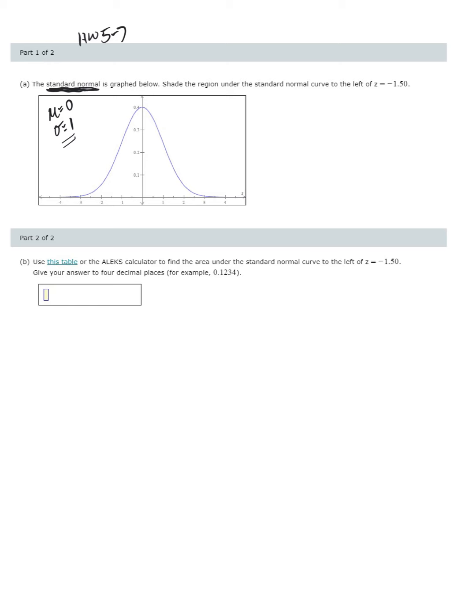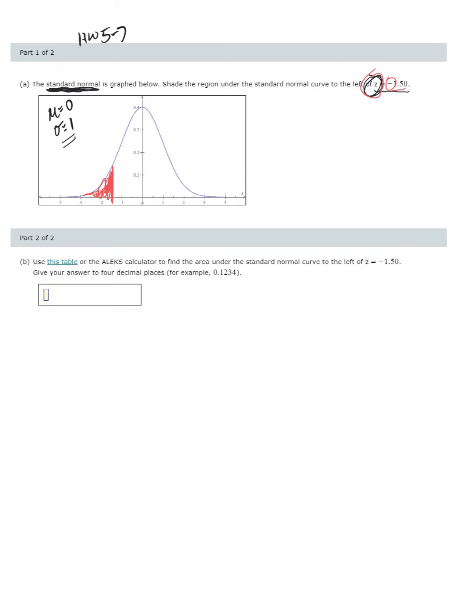It says shade the region under the standard normal curve to the left of z equals -1.5. Now z, this z-score we call it, is the number of standard deviations away from a mean. So I'll need to go 1.5 standard deviations to the left because it's negative. So here's -1.5 right here. That would be where I'd place my line, and I want to shade everything to the left of it. So I want to find this area right here to the left of it.